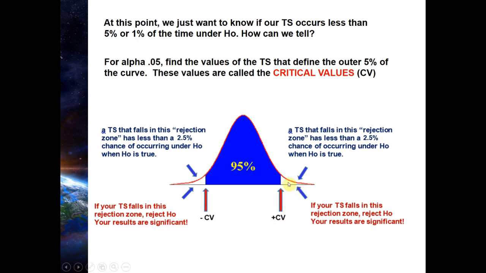All right. And how will you know if you're in this area? Look at the value of your TS and compare it to the critical value. If your TS is larger than whatever this number is, it means you're either here or you could be in this tail. Go ahead, reject H0. The probability of making a type 1 error is less than 5%. Your results are significant.